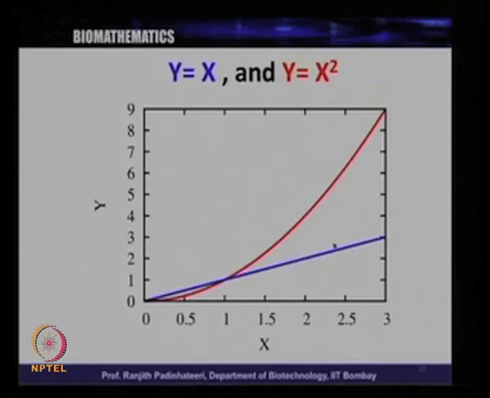So, x square is larger than x when x is larger than 1, and x is larger than x square when x is smaller than 1. So, at x equal to 1, they cross each other. This is an interesting point that you should keep in mind, that when you compare x and x square, the function having higher power will have a lower value below 1. We will see this when we compare x and x square and x cube later, but always keep in mind, when x is less than 1, x square is smaller than x.